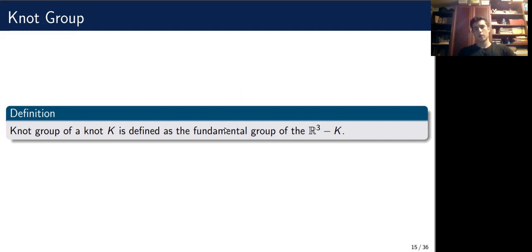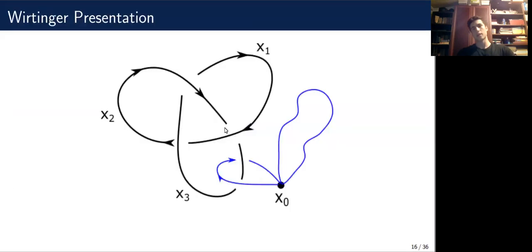And the first method I will show you is the Wirtinger representation. The method was first given by Wirtinger, and it's a very natural one. So we start with a projection of a knot onto the plane. And first take a look at this path. It doesn't circle around any part of the knot, so we can continue to deform it onto the point. And that path, therefore, is actually the identity element of our group. But we cannot do the same thing with that one, because it winds around the knot.